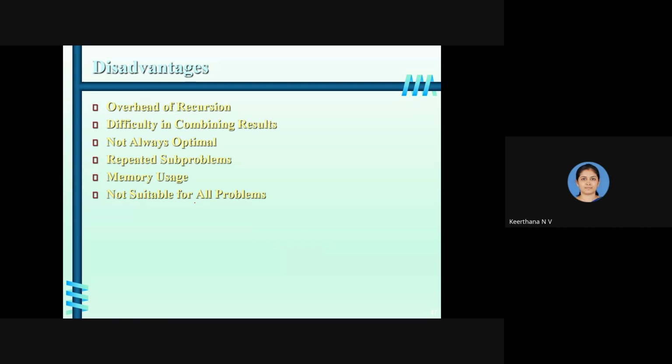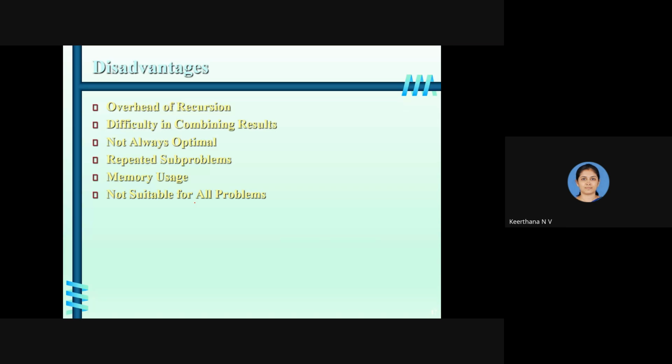So the second thing is a difficulty in combining results. Dividing a problem is easy, but combining those results is very difficult if your problem is more complex. So that's why this is considered one of the disadvantages of divide and conquer. That is difficulty in combining the results.